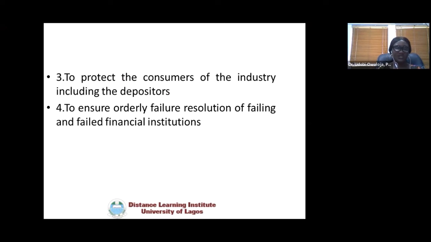When we say failing banks, these are banks that are already showing signs that they cannot meet up with their financial obligations, that they are struggling to settle their depositors and other various stakeholders. While a failed financial institution is one that cannot meet up with its financial obligation, irrespective of what.